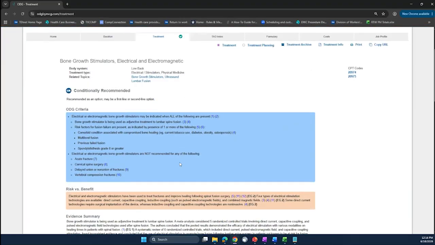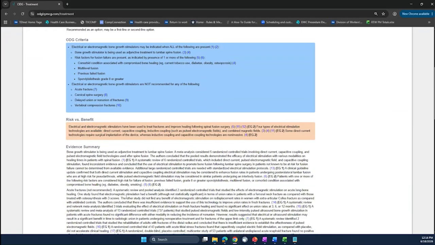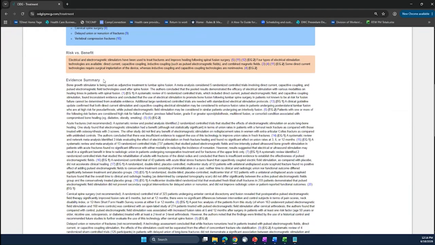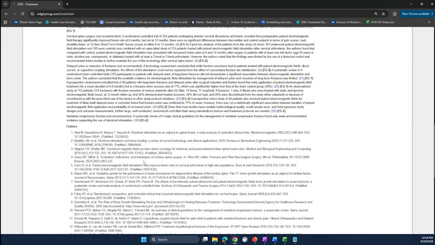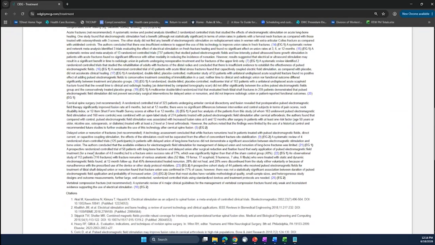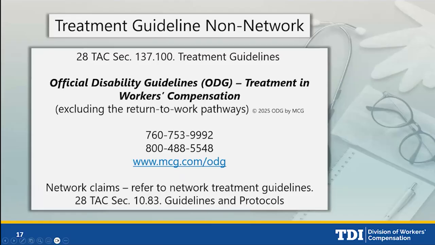You could go in here and take a look at the risks and the benefits, but it's also going to give you this evidence summary with all of the studies and citations that your doctor could use to put into the recommendation or their pre-authorization request. Because again, that was conditional, right? So again, it has all kinds of information that the doctor's going to need.